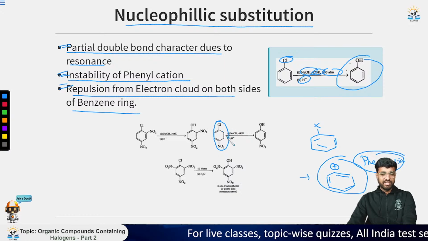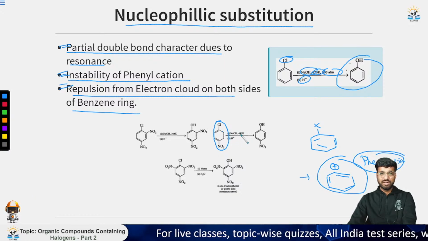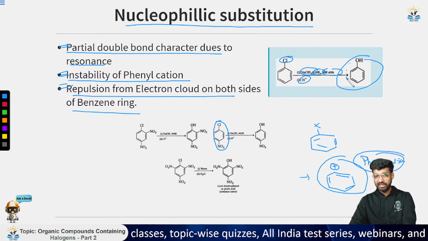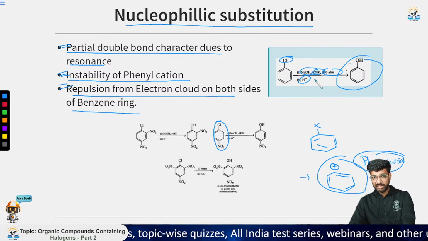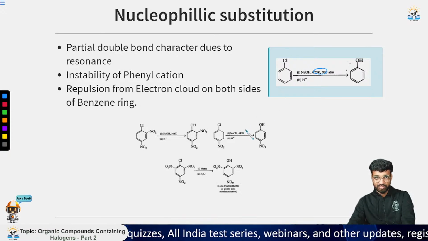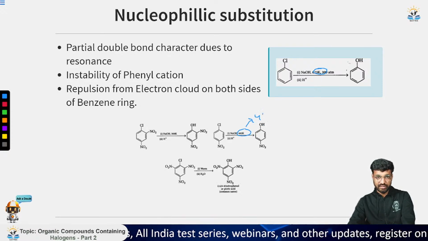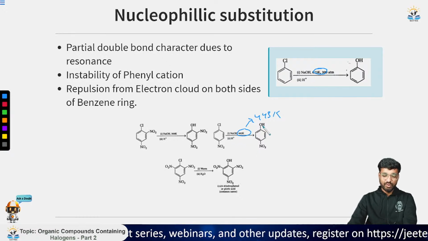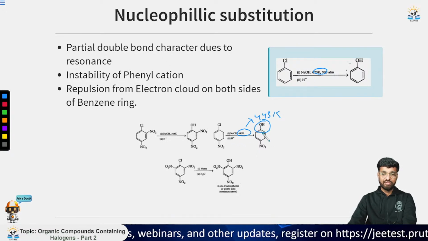Now, if you do the nucleophilic substitution, it will be much easier. Why? Because we can see here that we have not done anything on the pressure. Also, at the same time, we have reduced the temperature from 623 to 443. So 443 is written here. So we are reducing the temperature also, although we are getting the nucleophilic product.